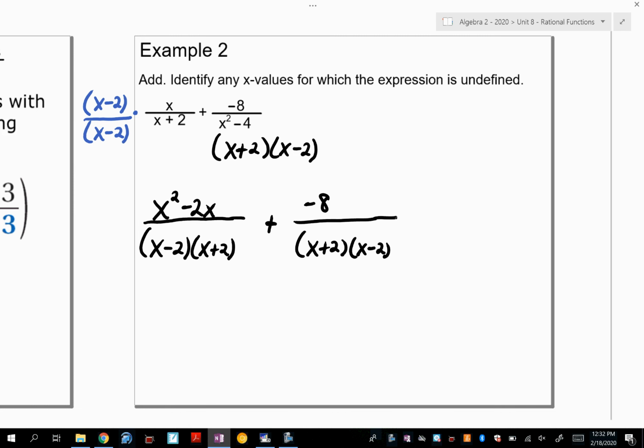Forget I asked. Okay. Does everyone see how now we can add these? Fill it up? Okay. I don't understand, but that's fine.